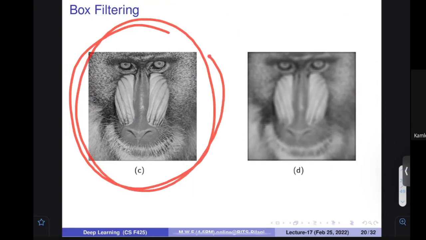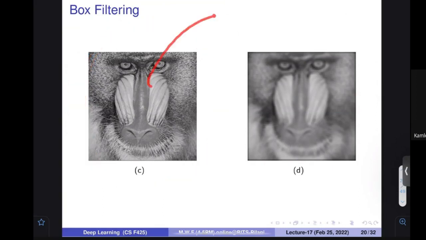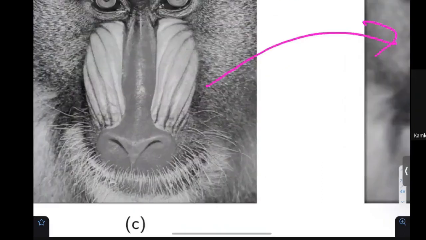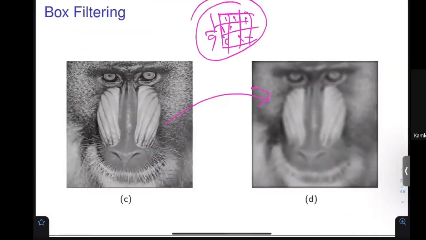Let's assume that this is the image that you have, and on that image, if you apply a box filter, meaning 1 1 1, the filter I talked about 1 minute back, with 1 by 9, if you apply this particular thing, you are going to get this image. So this is not a good image. This is a good image, but this is not a good image. But why have we applied it?